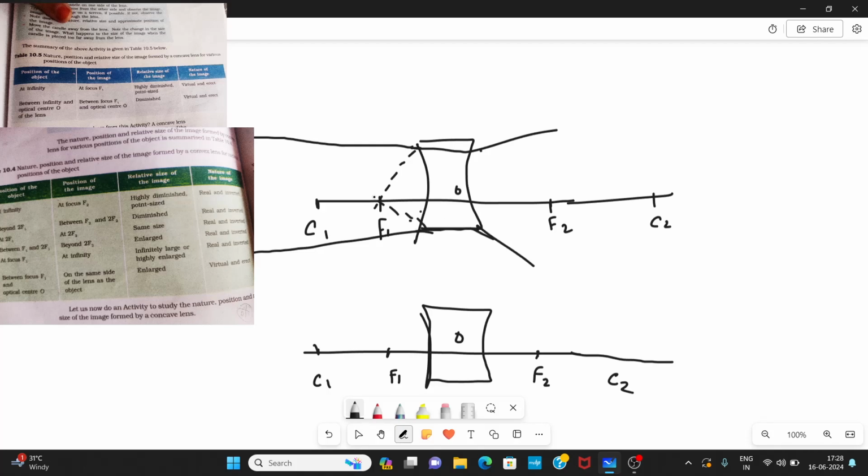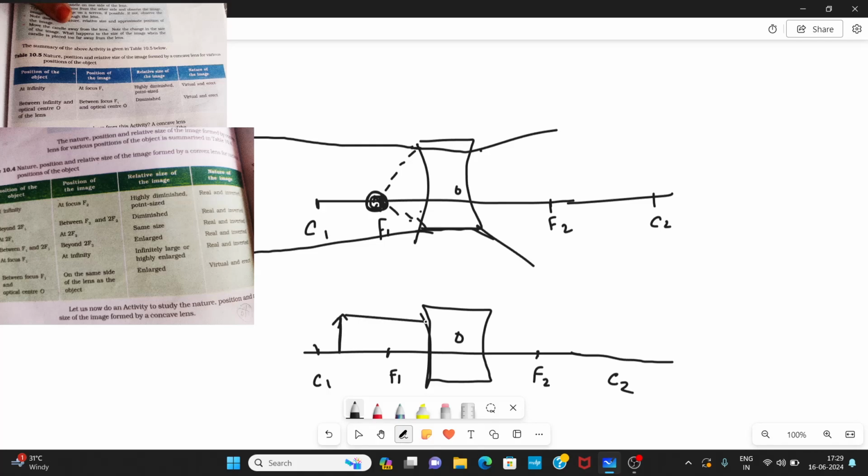Alright. So you will get the image at f1. You will get the image here, and it will be very much smaller, diminished, point sized, and it will be virtual and erect. Why is it virtual? Because it is on the same side as the placement of the object. Now for the second case, I am going to keep the object between infinity and optical center, wherever it may be. So suppose you are keeping it here.